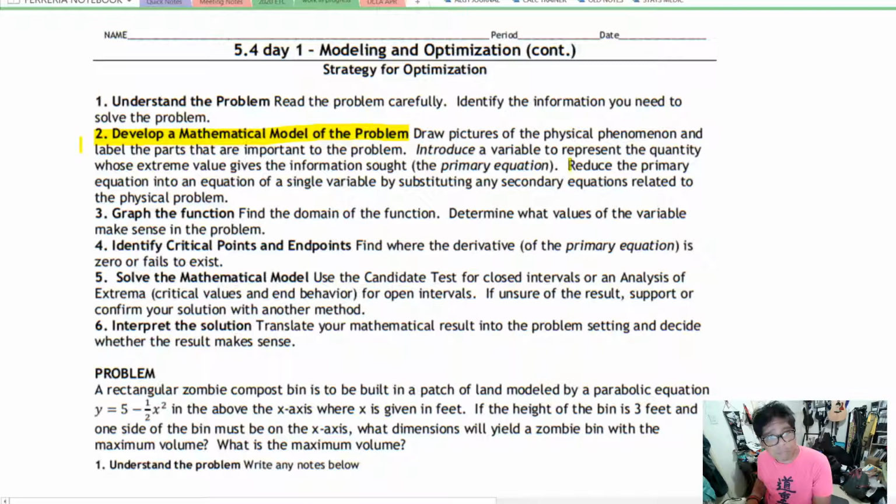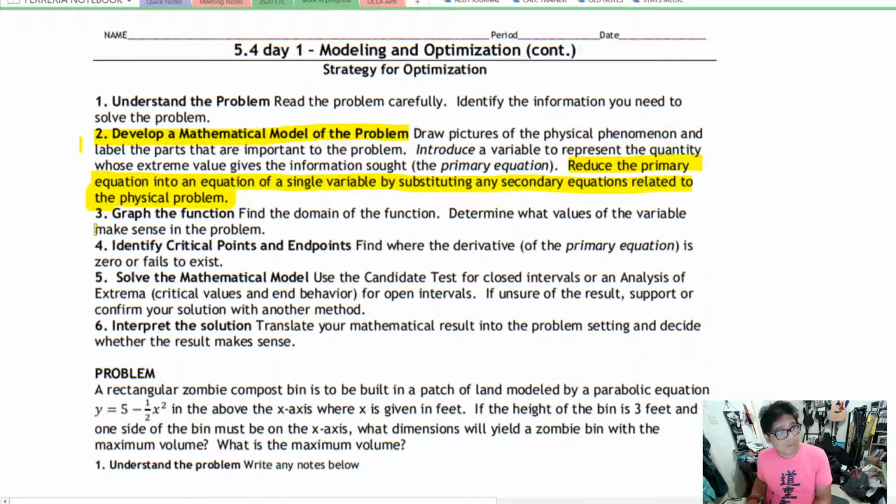Now that's kind of important for us, because right now we have calculus of a single variable. So we have to make sure that we can turn that equation into an equation of just one variable. For example, if the volume is equal to length times width times depth, the volume is an equation with 3 variables in it, and I've got to make that an equation with only one variable. So there has to be some substitution we're going to do.